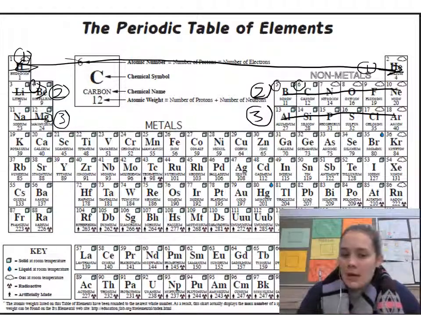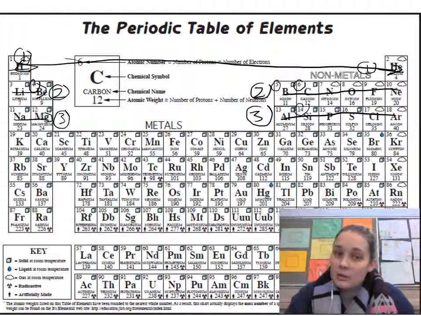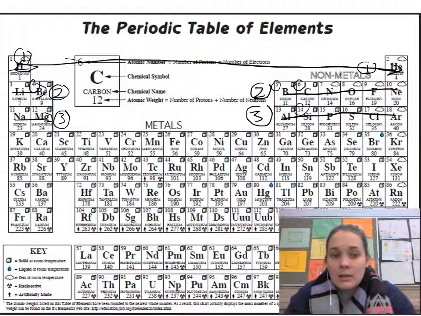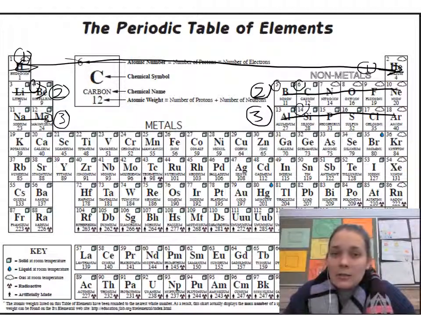So if I was going to look at silicon over here, 2 electrons go into the first, which leaves me with 12 left. My 8 go into the next electron shell, and that leaves me with 4 more that I then need to put into the third shell. So it would be 2, 8, 4. 2 in the first, 8 in the second, 4 in the third.